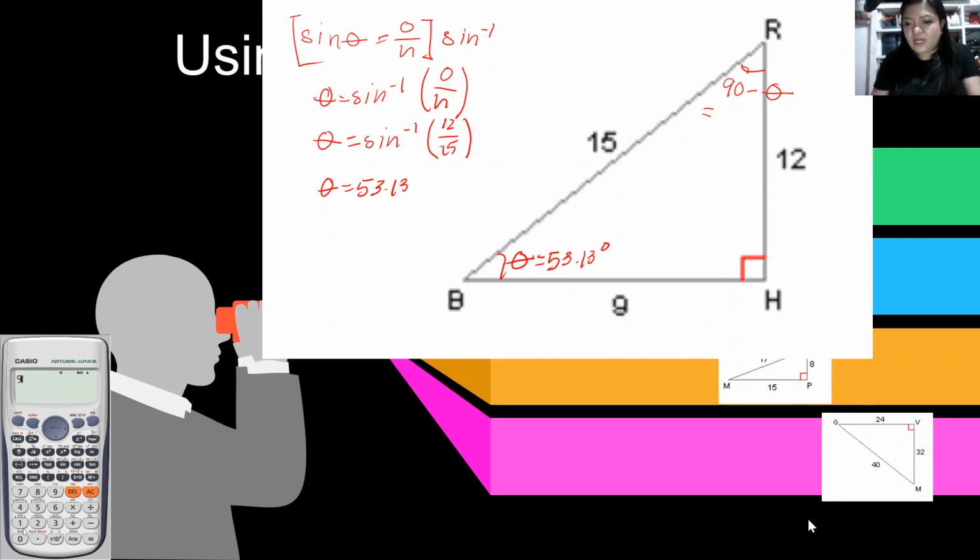So we have here 90 minus arc sine, which is Shift sine, of 12 over 15, giving us 36.87, because the number on the right of the 6 is 9, and we round it off to 36.87. Okay, so we have completed the measures in triangle BHR.